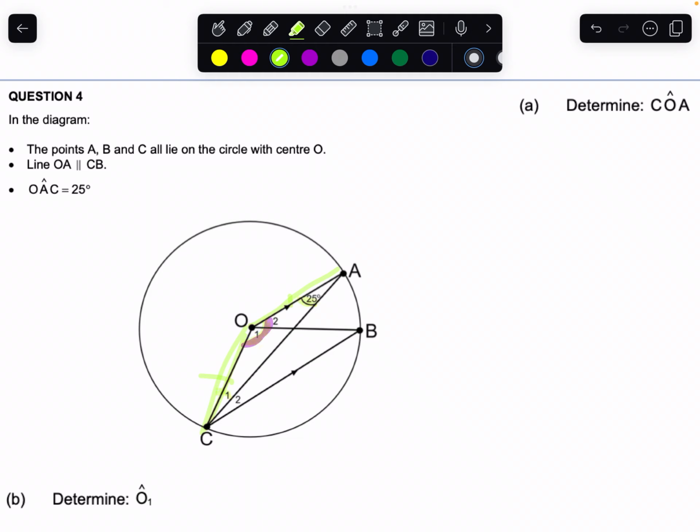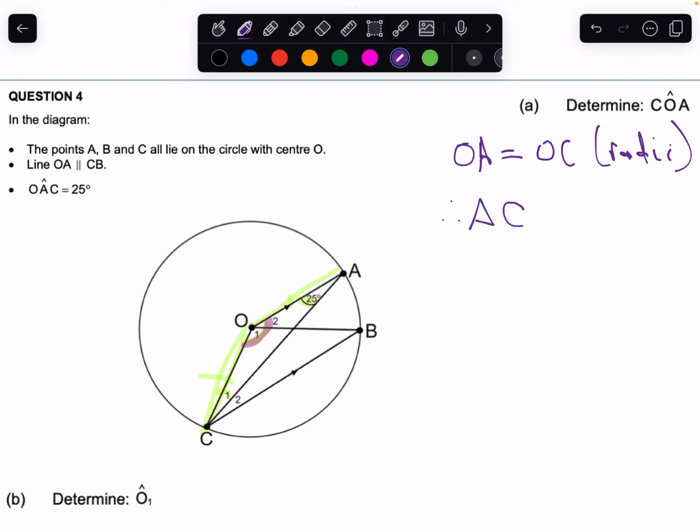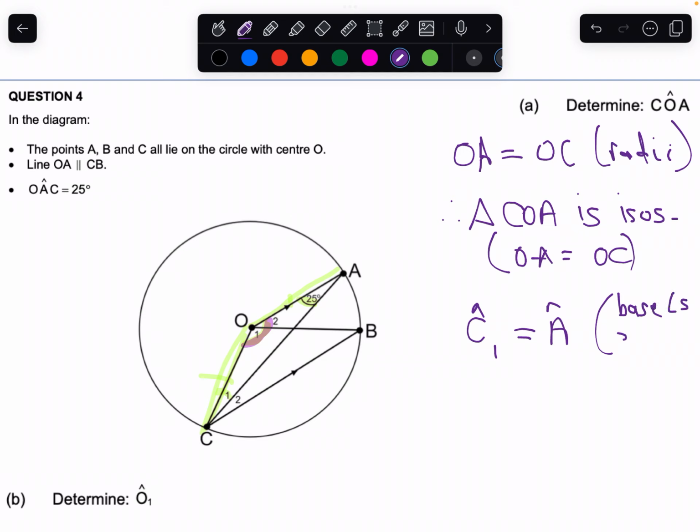So let's write all of that down. OA is equal to OC, and that is because they are radii, and so therefore triangle COA is isosceles because OA is equal to OC, and so that means angle C1 will be equal to angle A because of base angles of isosceles triangle OCA. So that means C1 is also 25 degrees.